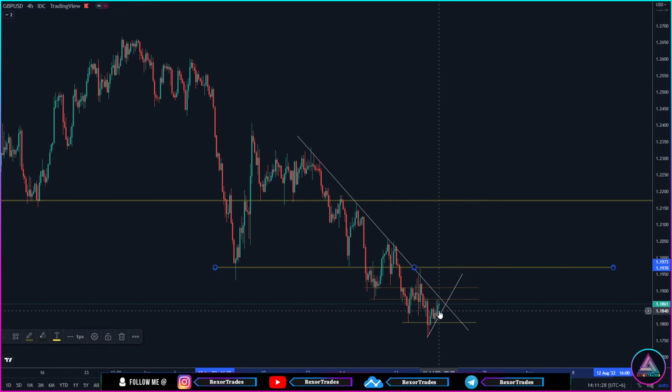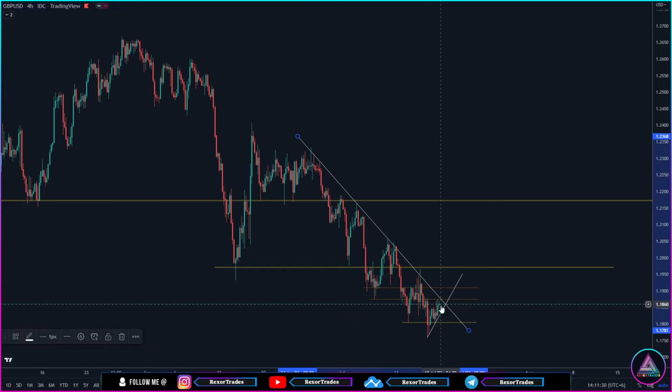So you can look for trades on the breakout of this downtrend line and also on the breakout of this key level with further bullish momentum in hopes of GBPUSD coming all the way up to retest this key zone over here as part of its deeper pullback.